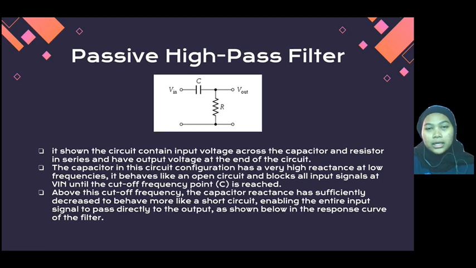It behaves like an open circuit and blocks all input signals at Vin until the cutoff frequency point is reached. Then, above this cutoff frequency, the capacitor reactance has sufficiently decreased to behave more like a short circuit, enabling the entire input signal to pass directly to the output, as shown below in the response curve of the filter.